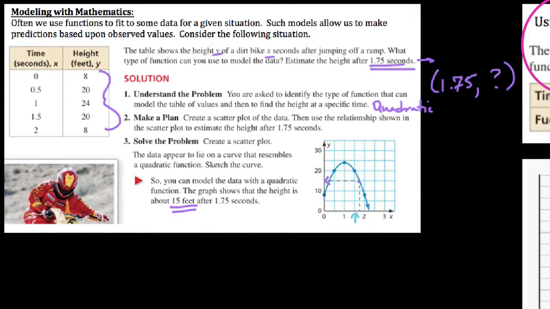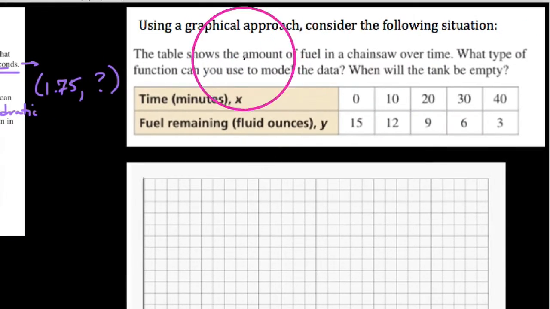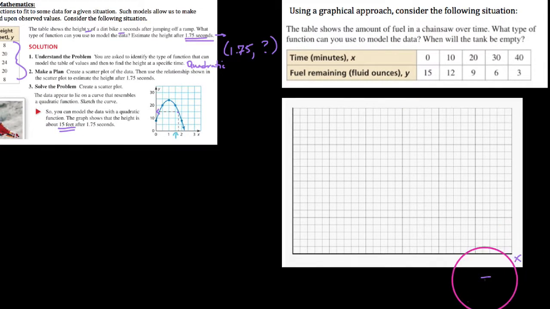Here's what I'd like to do though. Using the same kind of graphical approach here, understand the problem, make a scatter plot, and then fit a model to it. Let's take a look at what we have here. It says this table shows the amount of fuel in, say, a chainsaw, in this case, over time. It says what type of function could we use to model the data, and when will the tank be empty? So we notice that our time x down here, this is time, in minutes.